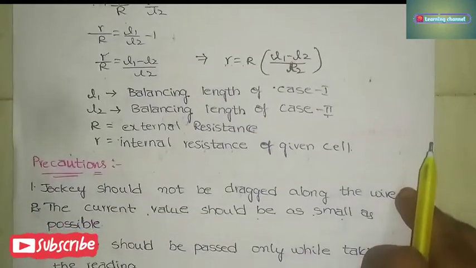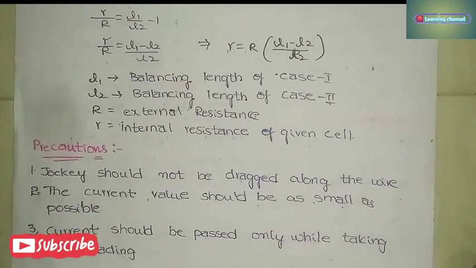I am also telling the precautions, which are not necessary from the examination point of view, but for better presentation. The jockey should not be dragged along the wire. The current value should be as small as possible. Current should be passed only while taking the reading.